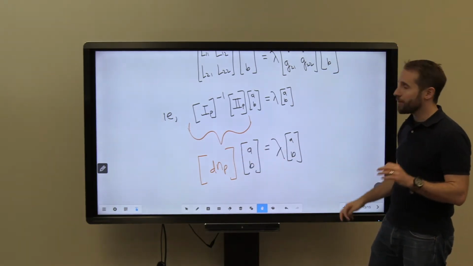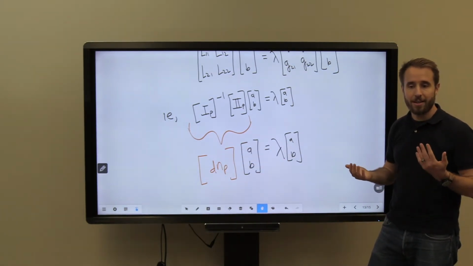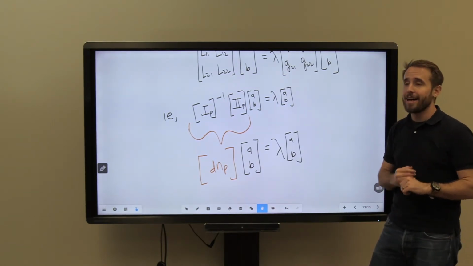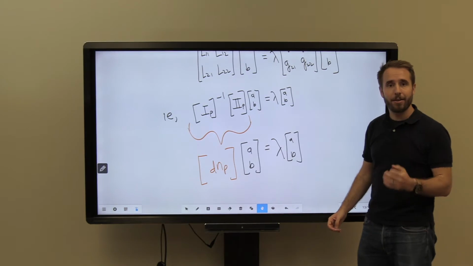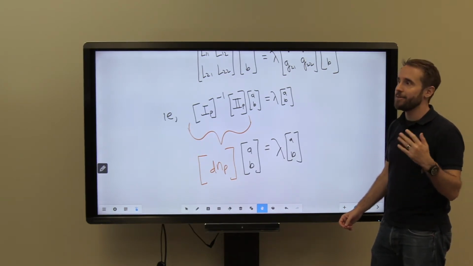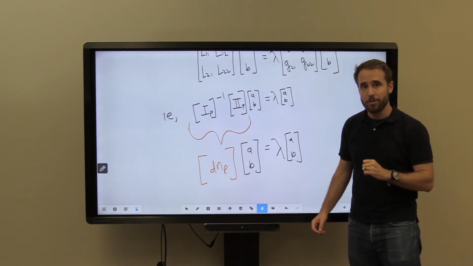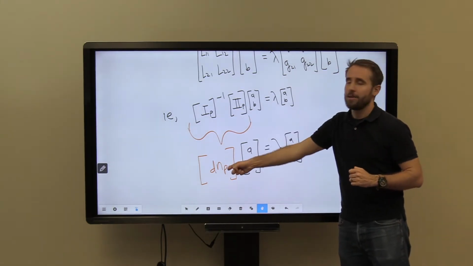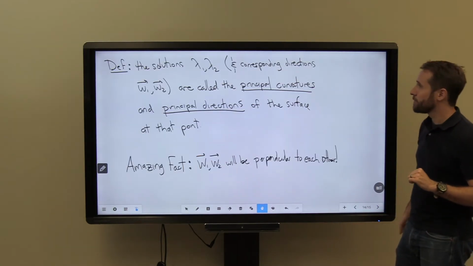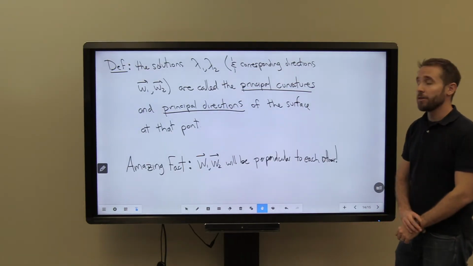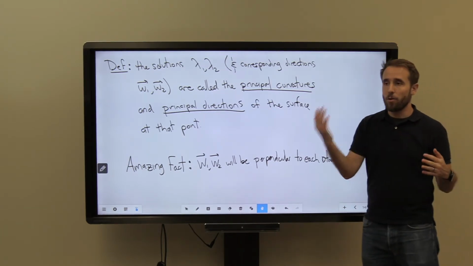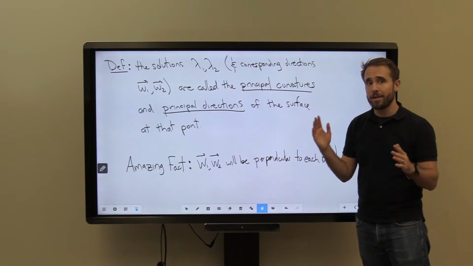So what the theory says these optimum solutions will be are the eigenvectors and eigenvalues of our differential, as given by the Weingarten equation. So the solutions that we get are two solutions, which I could call lambda 1 and lambda 2. And then we get corresponding directions, that's W1 and W2.